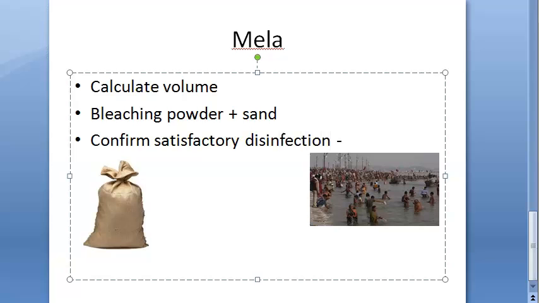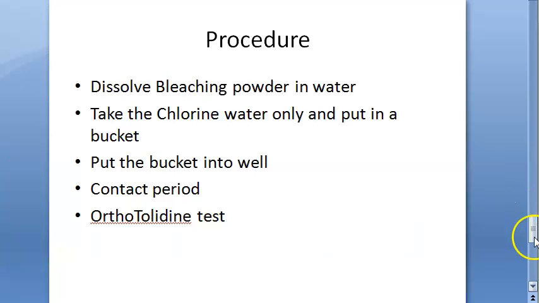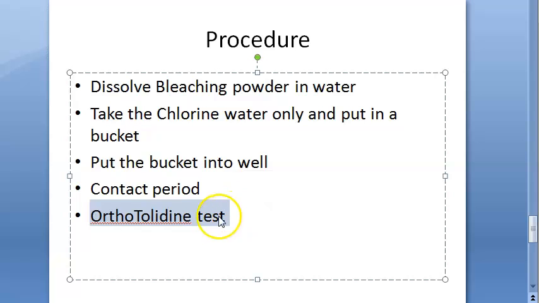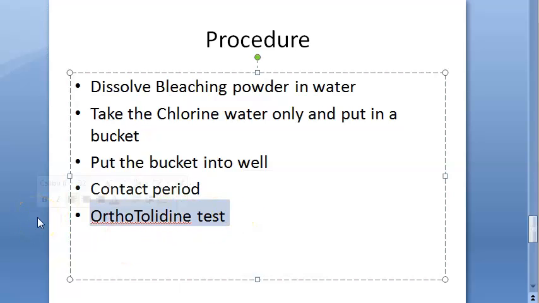To confirm satisfactory disinfection, you will do the orthotoluidine arsenite test. You have already seen that in the Horrocks apparatus video. If you remember, we saw that at the end you will do an orthotoluidine test. Orthotoluidine arsenite test they are calling it. So you will check the residual chlorine.